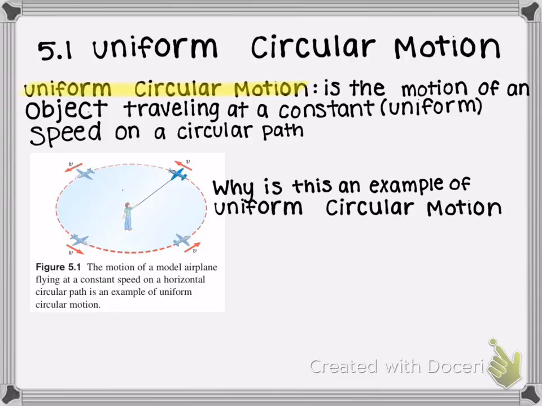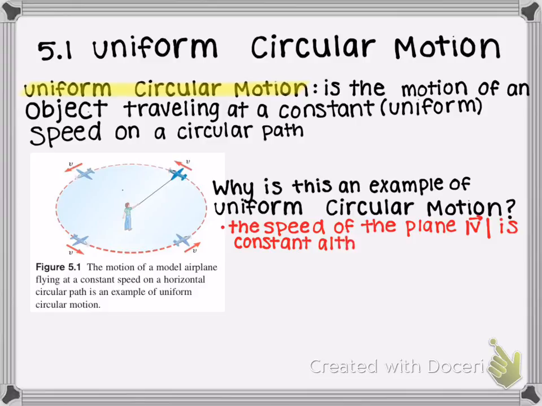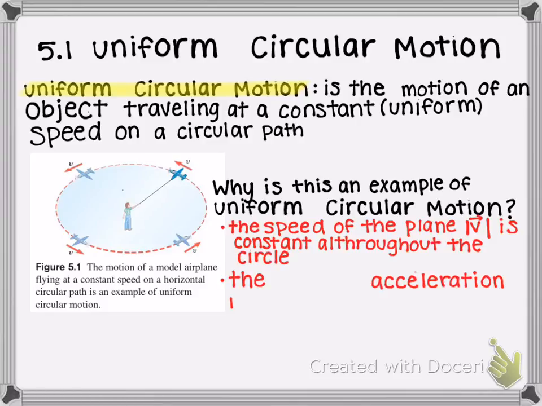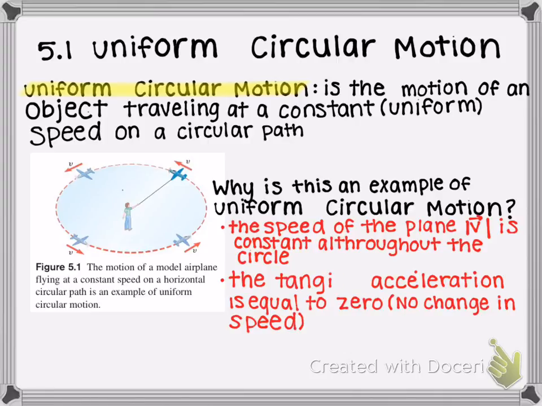Now, why is this an example of uniform circular motion? The speed of the plane is constant throughout the circle. You notice how the speed of the velocity stays constant at all 4 points. That means that the tangential acceleration is equal to 0, meaning there is no change in the speed throughout the figure.